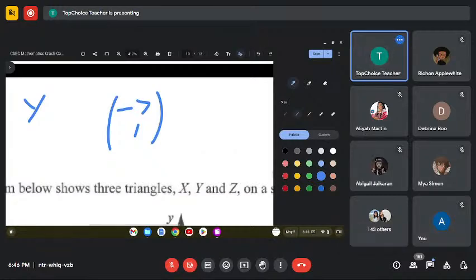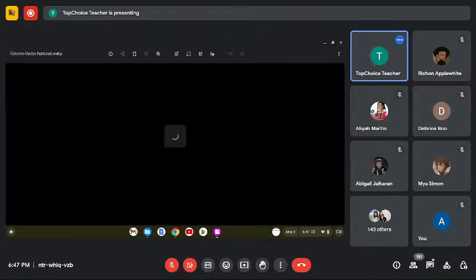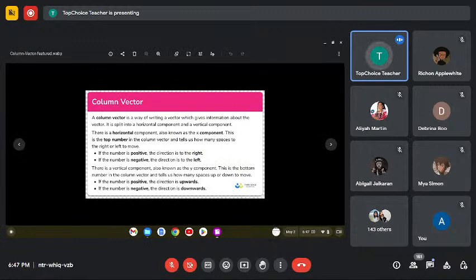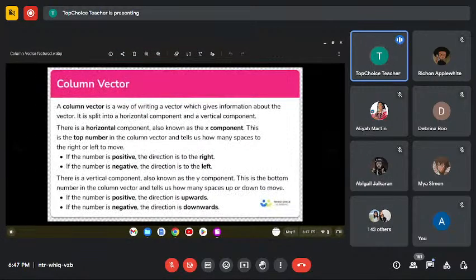Right, so this column vector, now just give me a second. I think I had a screenshot something here to help you all with understanding column vectors a little bit. So mind this information a little bit.